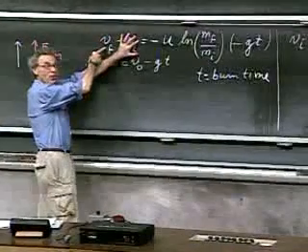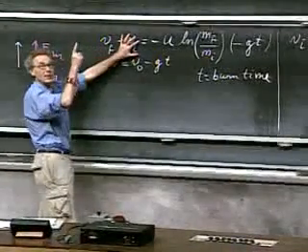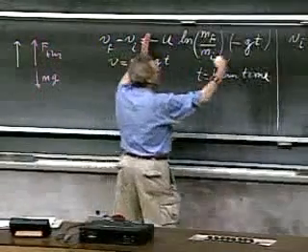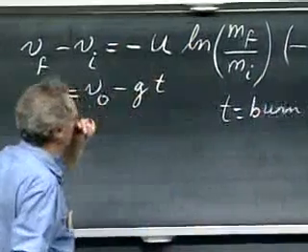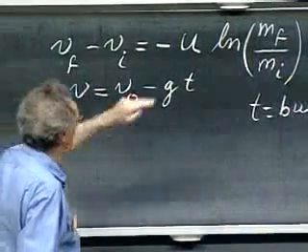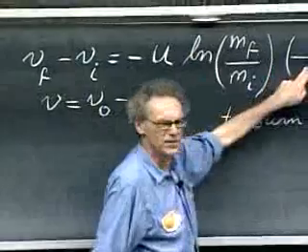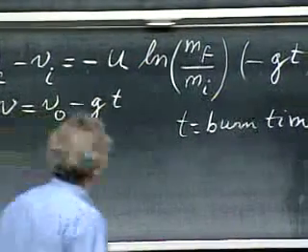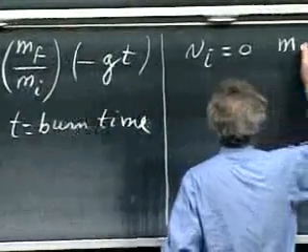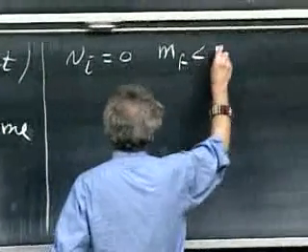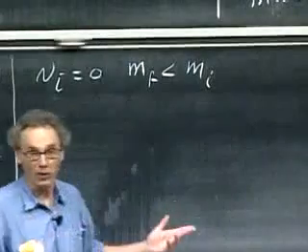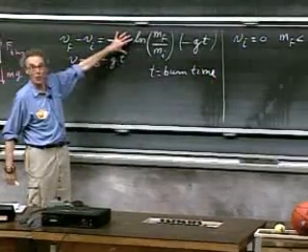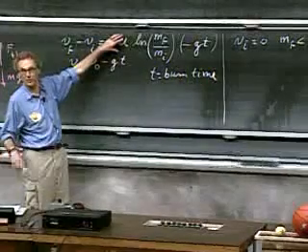Now, if we want this final velocity to be anything physically meaningful, a positive number, this thing has to come out positive. And you will say, well, how can that be? Because we have a minus sign here, and we have a minus sign there. How can that ever become positive? Well, don't forget that the final mass is always smaller than the initial mass, because you burn fuel. And so this logarithm is always going to be negative. And so this term is always going to be positive if you burn any fuel.